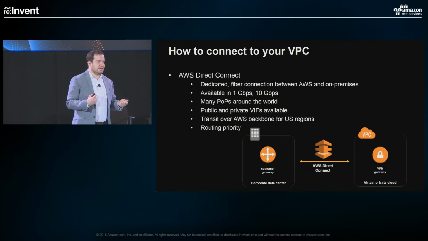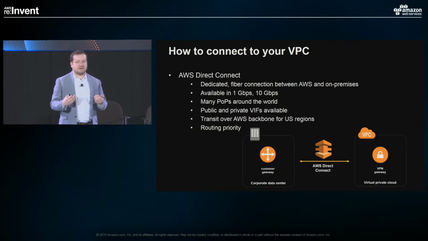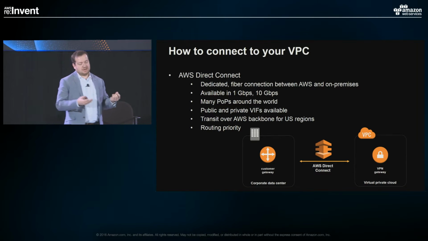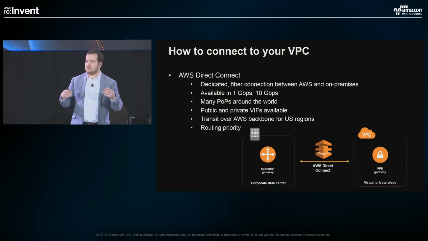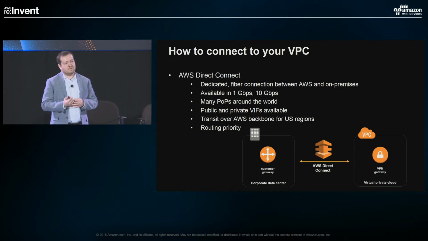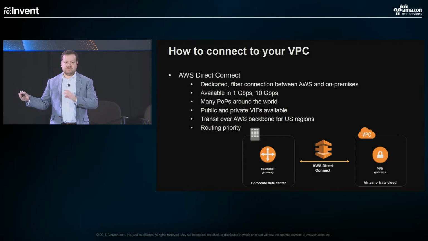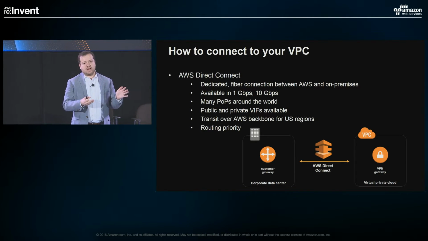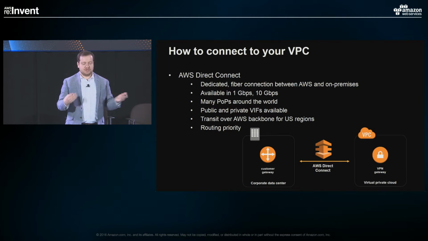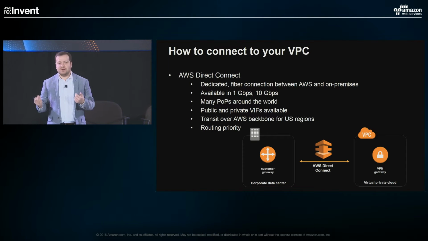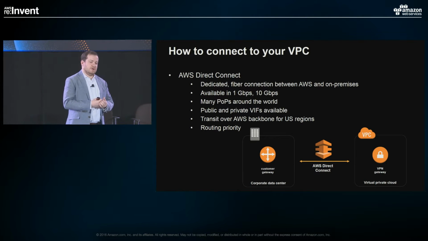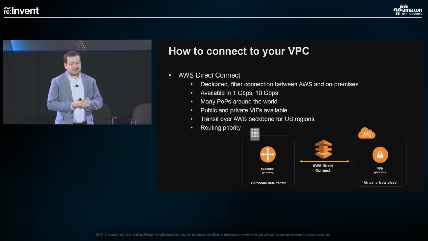So Direct Connect is available in different quantities. You can get it in 1 gigabit increments, in 10 gigabit increments. Actually, you can get it in sub 1 gigabit increments if you want from some of our partners. There's many POPs around the world. The POPs map to our regions. So for example, we have POPs in Equinix in Virginia, which get you into our US East 1 region. We have POPs out in Oregon, which get you into our US West 2 region, so on and so forth.